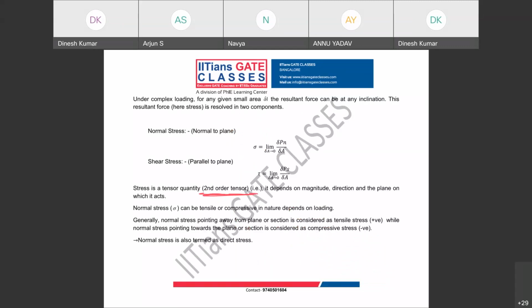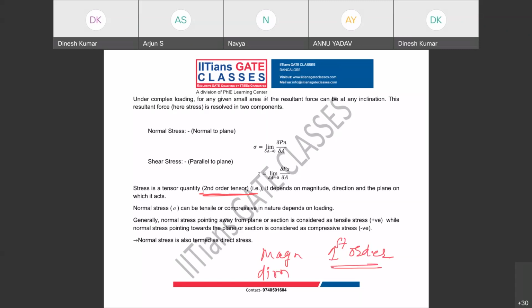Anyone has any doubt on this part? Why stress is a tensorial quantity? How is tensor different from vector, sir? Okay. See, a vector requires what? Magnitude and direction. So you can say even a vector is a first order tensor.